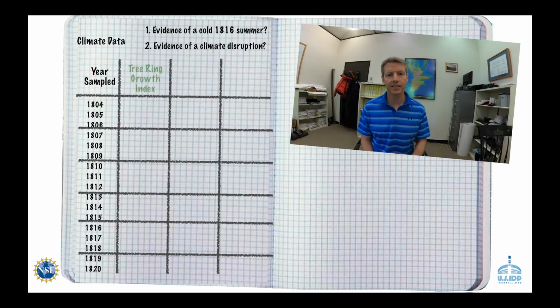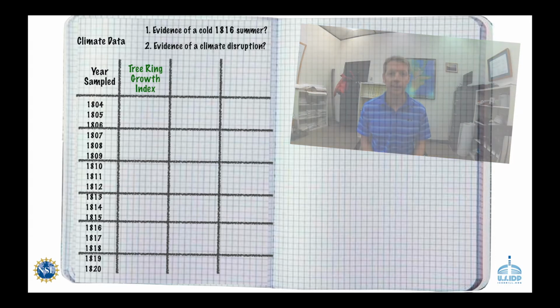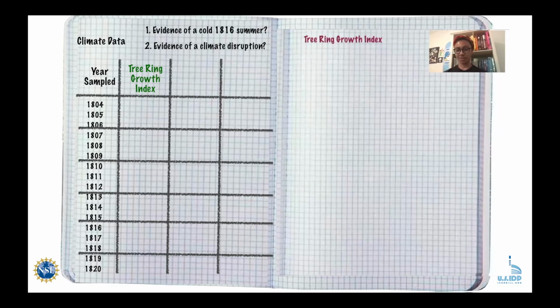And then in the second data column, we're going to be looking at the tree ring data. So let's put a header at the top of the second column called Tree Ring Growth Index. And then we're going to hear a little bit here from Layla about how we're going to interpret the tree ring data. Hey everyone, welcome to Layla's Zoom Minute.